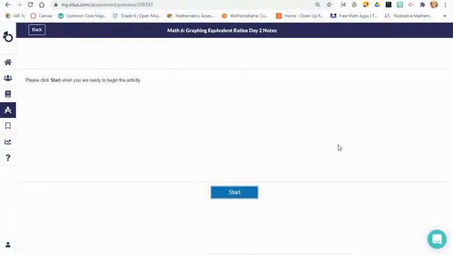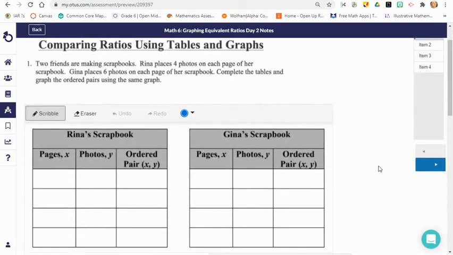All right, today I want to go over how to graph equivalent ratios using tables and graphs. So make sure that you pull up your Math 6 Graphing Equivalent Ratios Day 2 notes. So make sure you pause the video as you need to fill out your Otis notes.